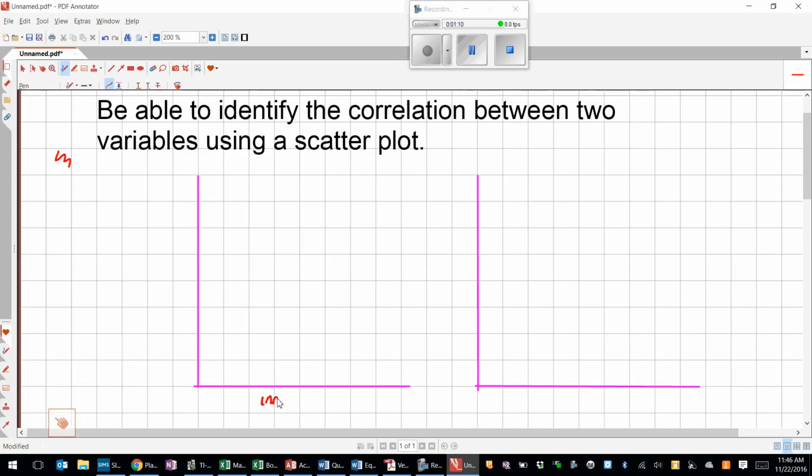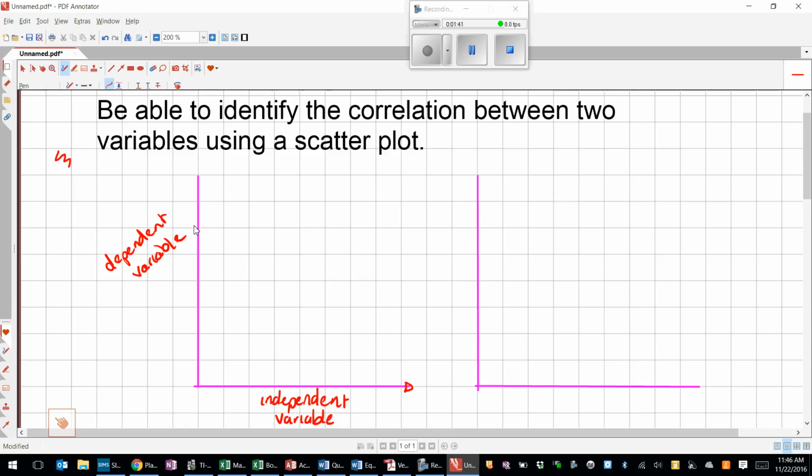The independent variable goes on the x-axis, and the dependent variable goes on the other axis. Now, do you know what we mean by an independent and a dependent variable? The independent variable is the variable that changes, and the dependent variable changes depending on the independent. Good.